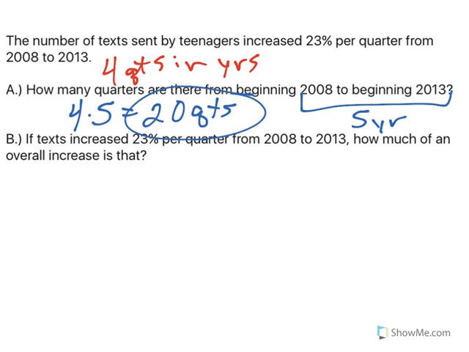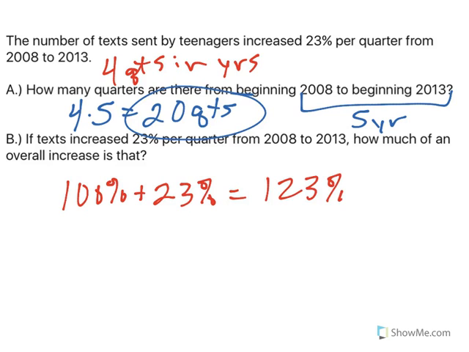Okay, so now that takes us to the letter B. If the texts increase 23% per quarter from 08 to 13, how much of an overall increase is this? Well, think about our compounding formula, right? So first of all, you know that your baseline is 100%. So if our baseline is 100% and it increased 23%, that puts us at 123% each quarter, right?